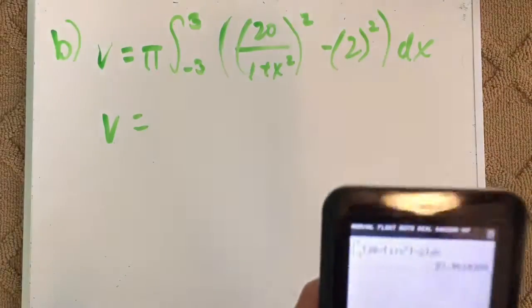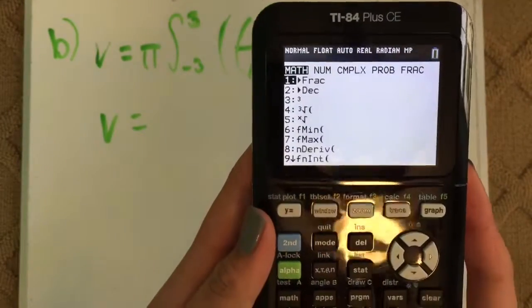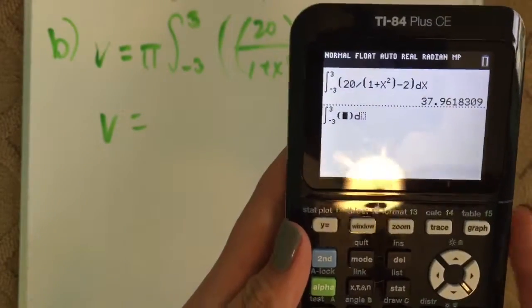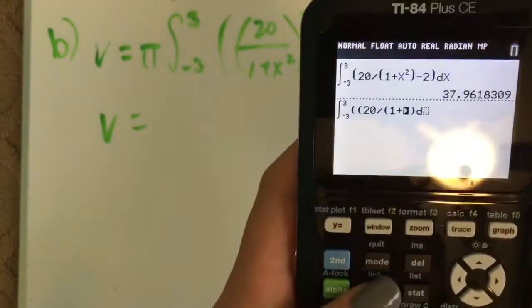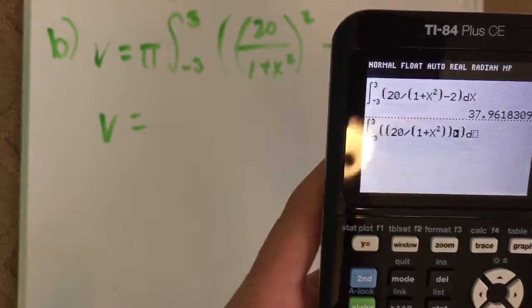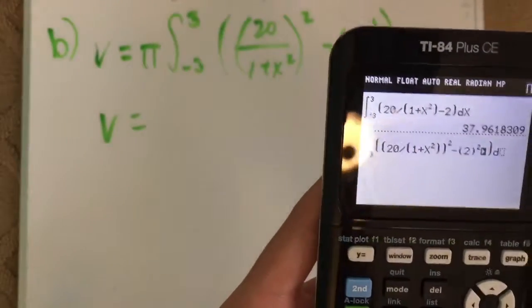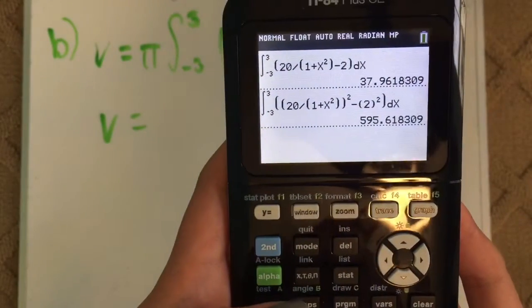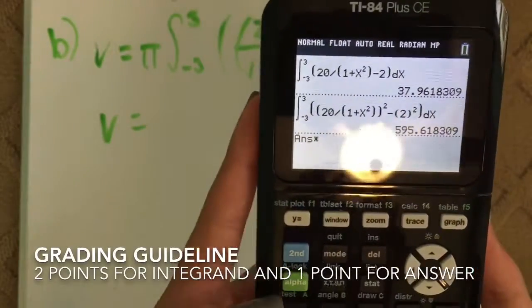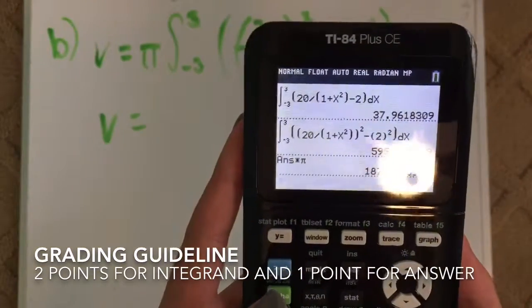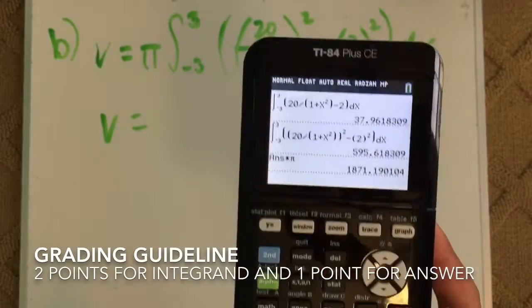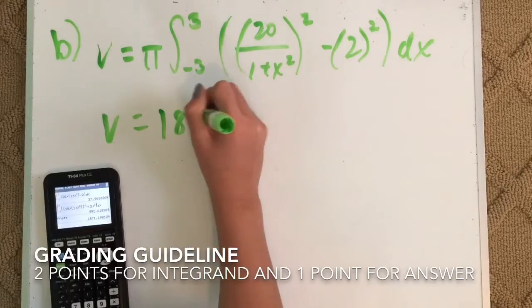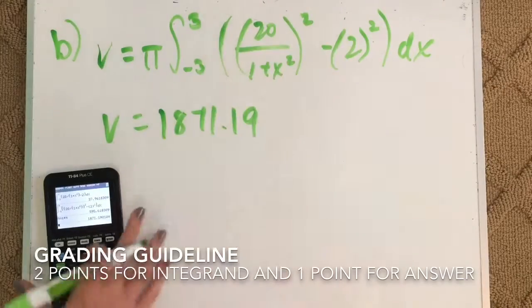So we're going to plug it into our calculator, and we have the integral button, and we're going to have negative 3 to 3 of 20 over 1 plus x squared minus 2 squared dx. And we have to be sure to put in the parentheses correctly or our answer could come out differently. Then we get 595.62, but that's not our final answer because we still have to multiply by pi. So our final answer is V equals 1,871.19, and that's our volume.